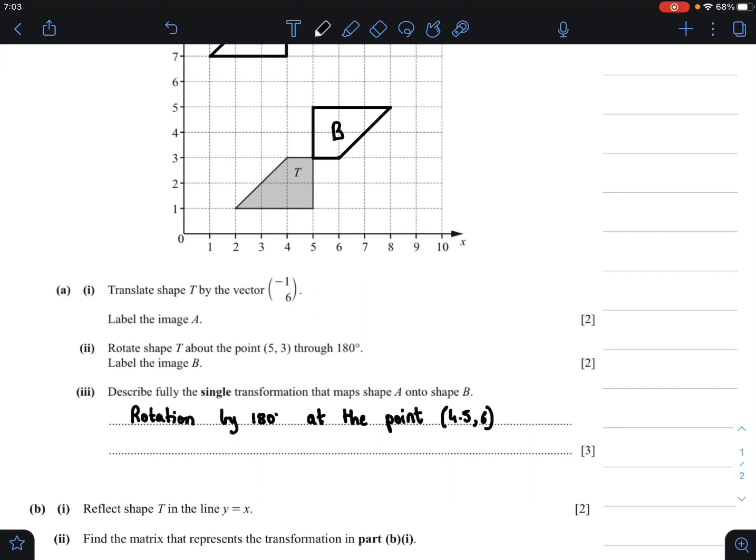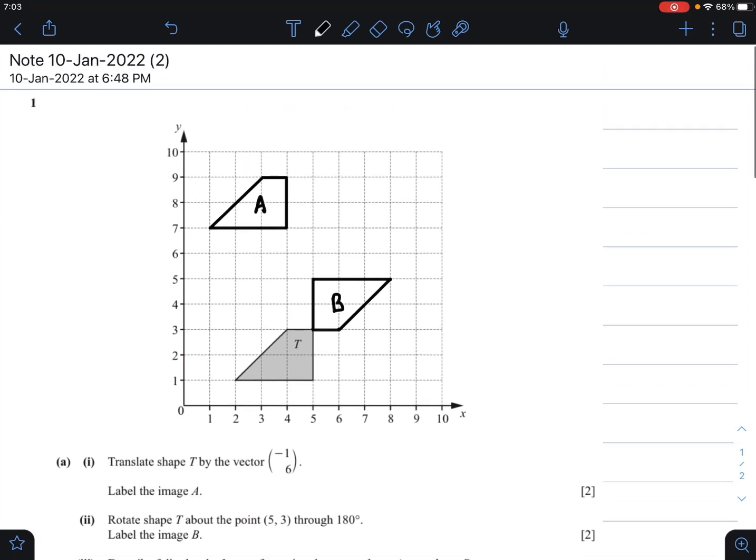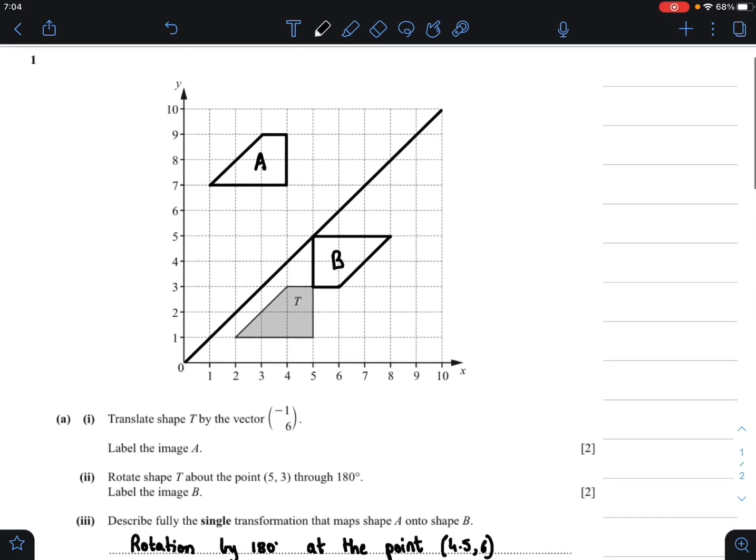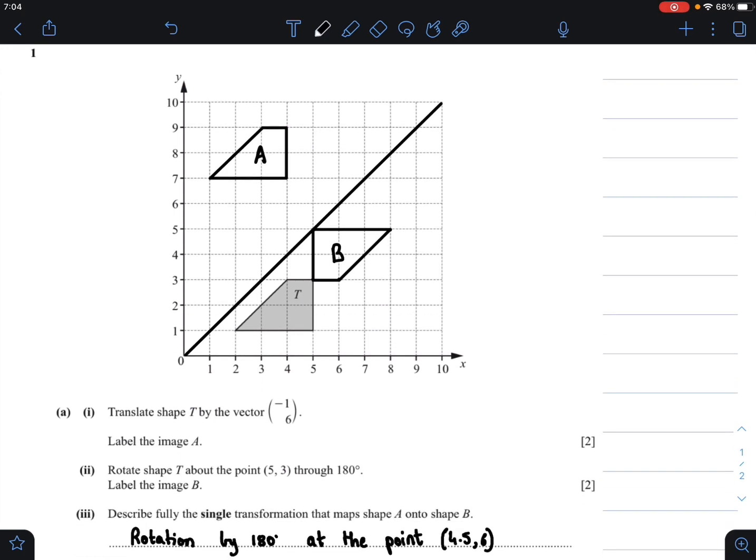Now let's move on to part B1, where they are asking you to reflect the shape T in the line y equals x. Your first step to solving this should be drawing the line y equals x. That would be like this. And again, make sure that you use a ruler and a pencil while drawing this, so that you will get an accurate answer, and if you make any errors, you can easily erase it and do it again.